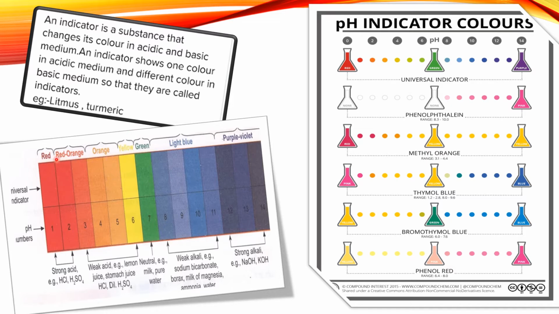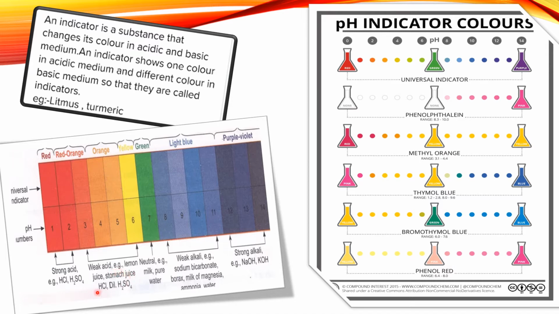Now see, this is the pH scale, the first indicator of the acid-base chapter. Looking at the range, a strong acid is from 1 to 2. That means if the pH of some solution is 1, it is a strong acid. After that, from 3 to 6, this range belongs to weak acid.